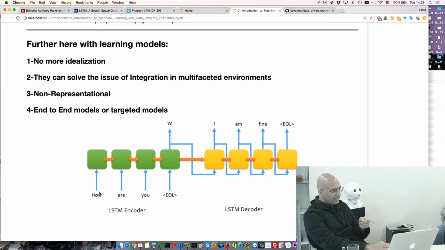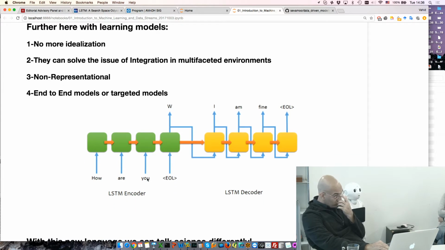Here, for example, it says, how are you? These are called cells of these neurons, and then you have a notion of sequence. It learns that for how are you, the answer should be I'm fine, end of line. So you feed these models with a lot of them. Now think that it can be a graph. You feed layers of a graph, and then you expect to see something else on the other side, and it can be any application, and I will try to show more applications in the next sessions. So this is the concept of end-to-end or targeted models.